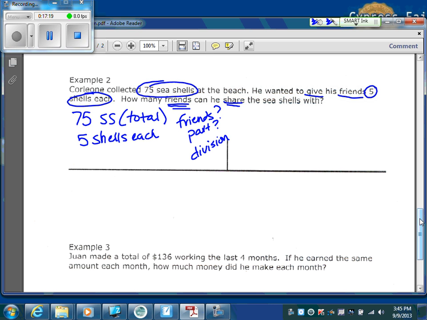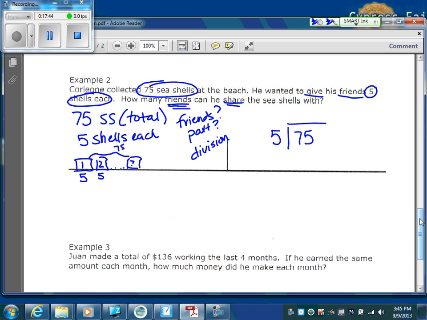Picture, you have to think, okay, I'm going to give 5 shells to friend number 1, 5 shells to friend number 2. The problem is, I don't know how many friends I can give it to because I do know I have 75 shells. So let's divide them up. In our division house is our 75, our total. We're going to divide that by 5.